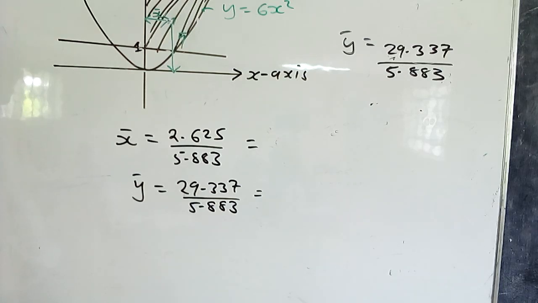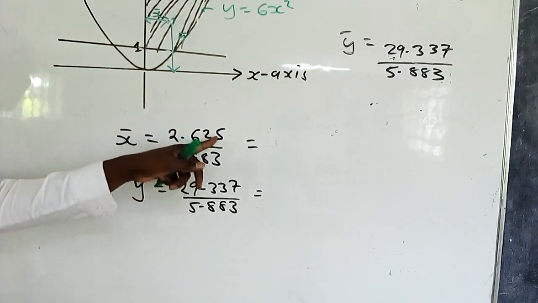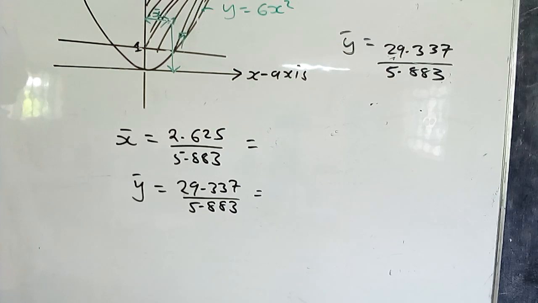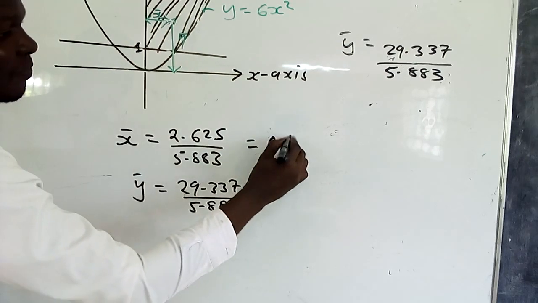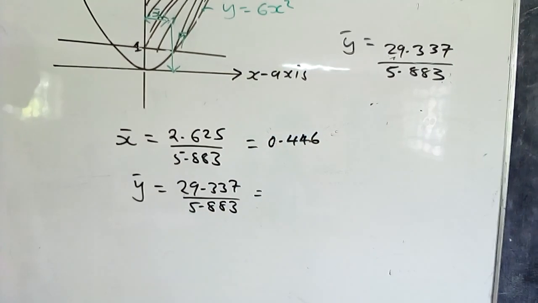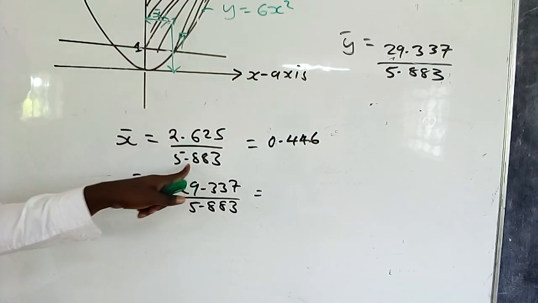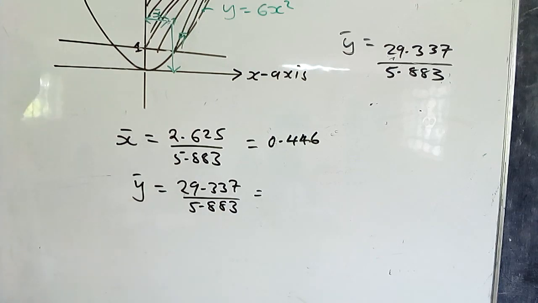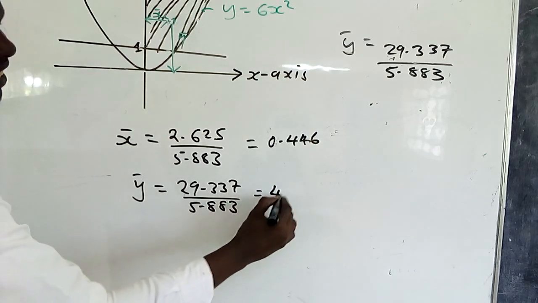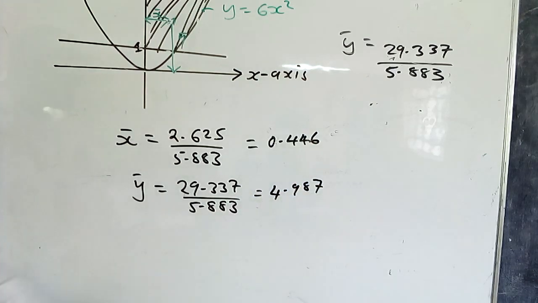What is x bar? X bar is equal to 0. It cannot be 2.65 divided by 5 is 0.446. Look at that. Very neat work. Then here, this is 2.6525 divided by 5. Oh, the second one is 4.987.